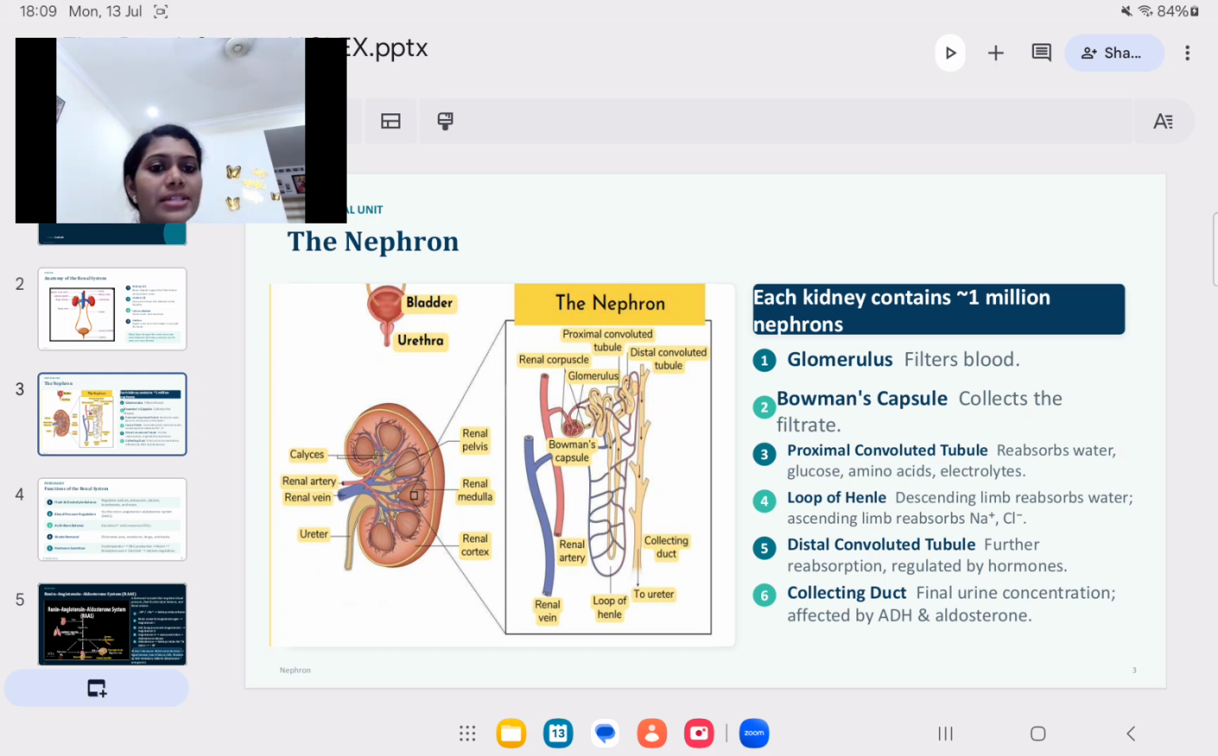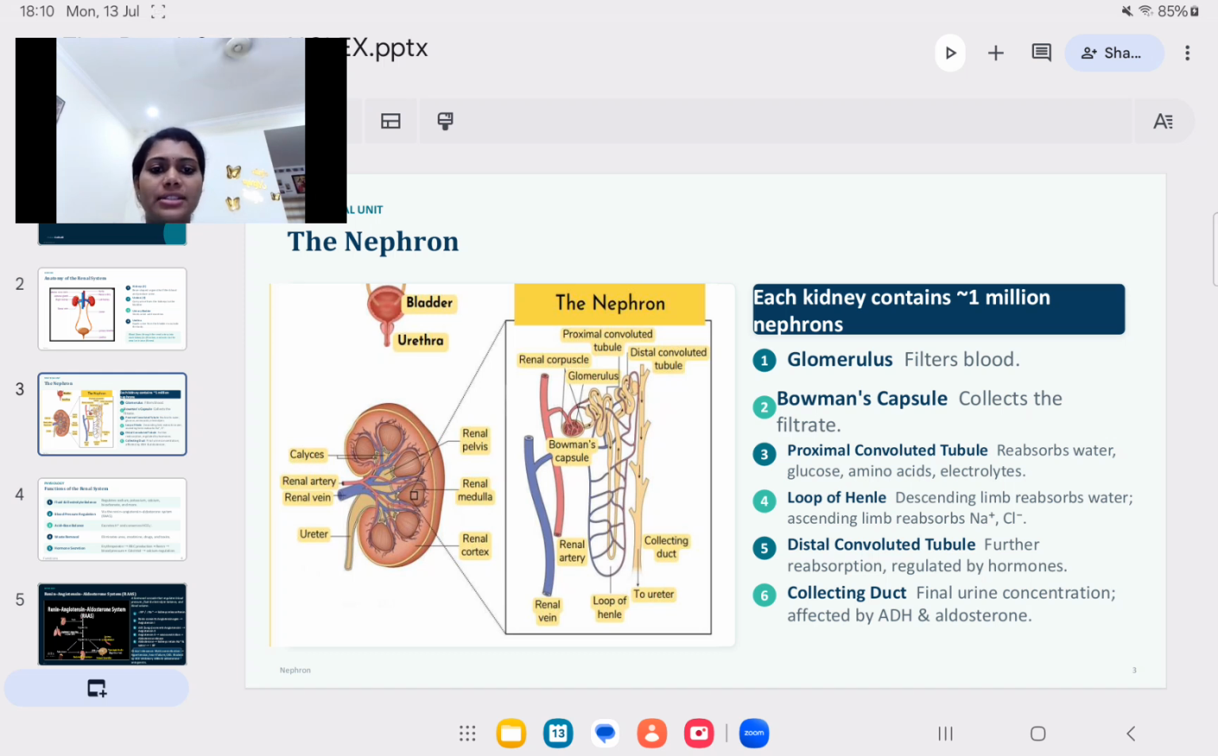If we take a cross section of the kidney, we can see millions of nephrons, which help in the process of urine production and the filtering of the blood. The nephrons have different parts which are helpful for the filtration. The glomerulus helps in the filtration of the blood. And the glomerulus is placed in a cup-like structure. We call it Bowman's capsule, which collects the filtrate.